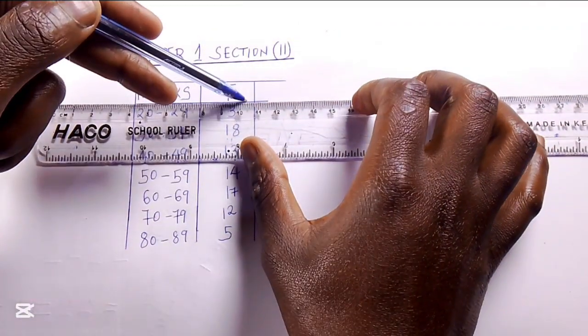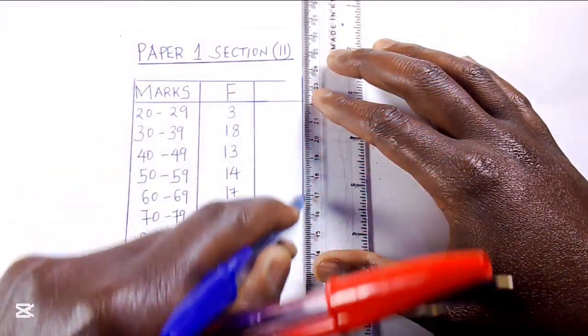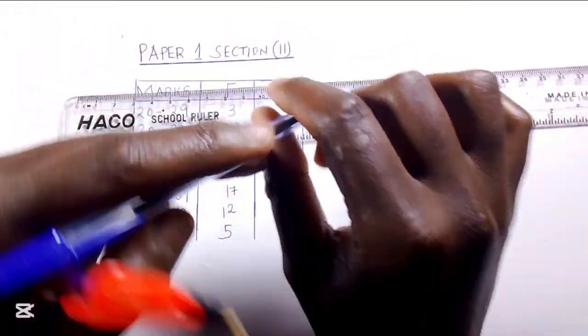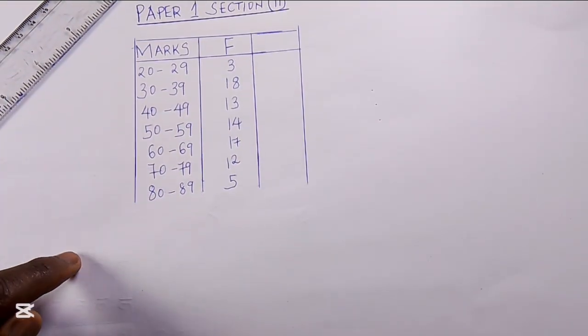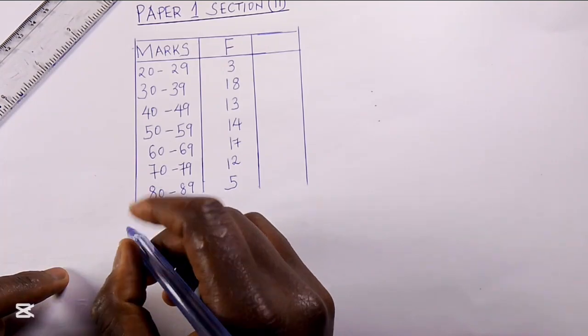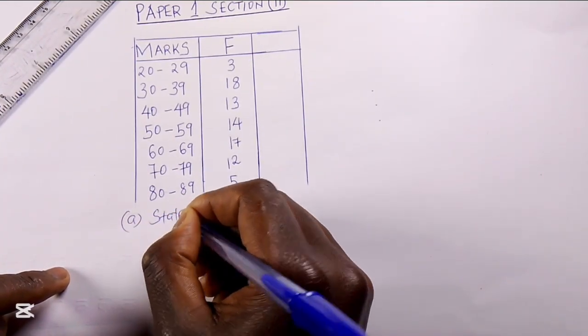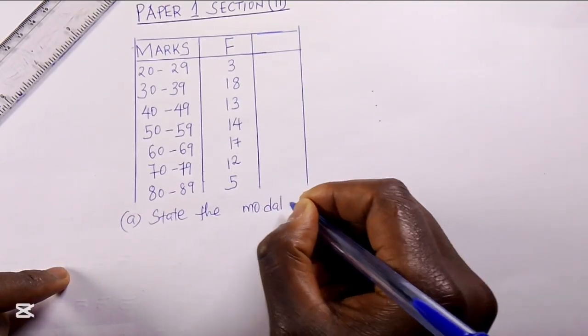Once we have that, the first question reads, A. State the model class. So part A is asking, we state the model class.